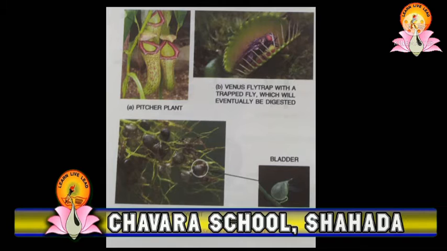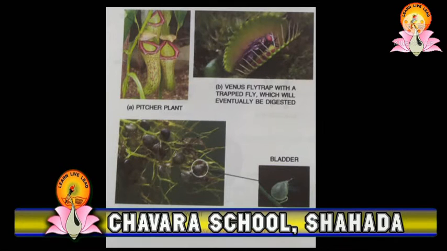The second type of insectivorous plant is the Venus flytrap. The leaves of the Venus flytrap have long pointed hairs. The leaf is divided into two parts with a midrib in between like a hinge. When an insect visits the leaf of the Venus flytrap, it closes its two parts and traps the insect inside. The insect is then digested by digestive juices which are secreted by the plant.